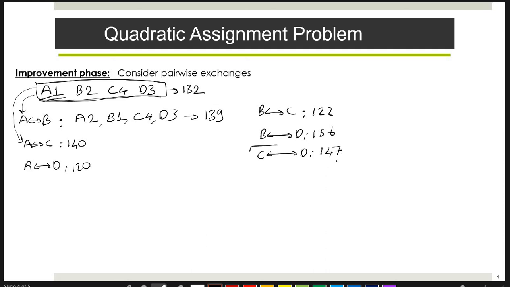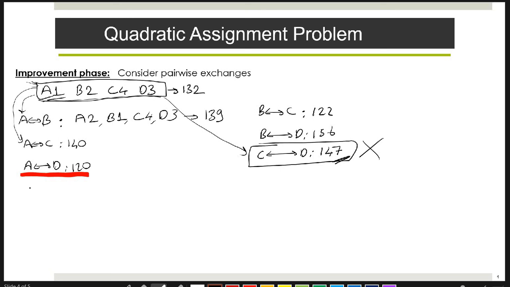147. And actually, look, if you implement this change to this solution, you are returning to the previous one. So you don't need to consider this, because we already evaluated it in the previous case, and we came to this base solution from that one. There's no need to evaluate that anymore. And if you look at the alternatives, the best is replacing A and D, and the total cost will be 120.